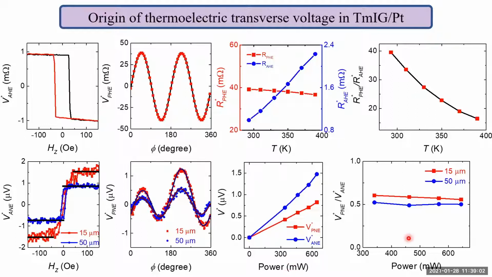And secondly, if it was due to thermal drag, then PNE by ANE should also decay as a function of the spacing between heater and the device, but it is almost constant, because the out-of-plane thermal gradient decays way faster than the in-plane gradient. So the way we analyzed the data for TMIG tungsten cannot explain this. So there has to be something else.